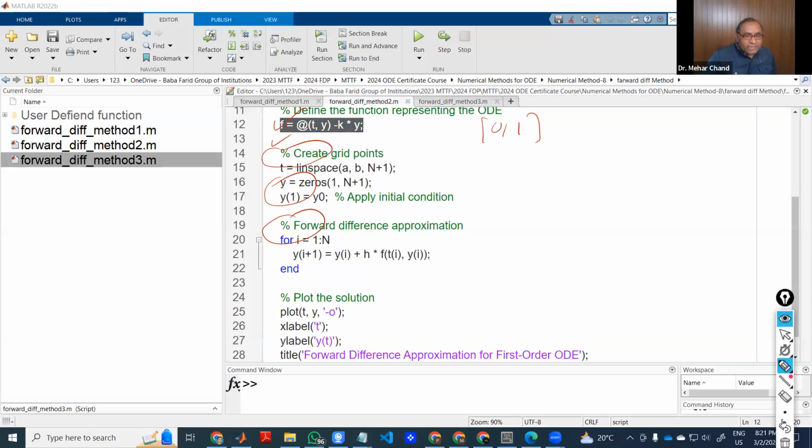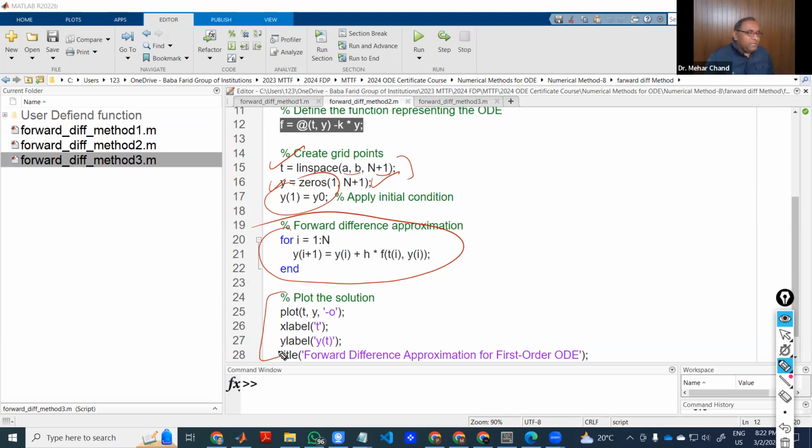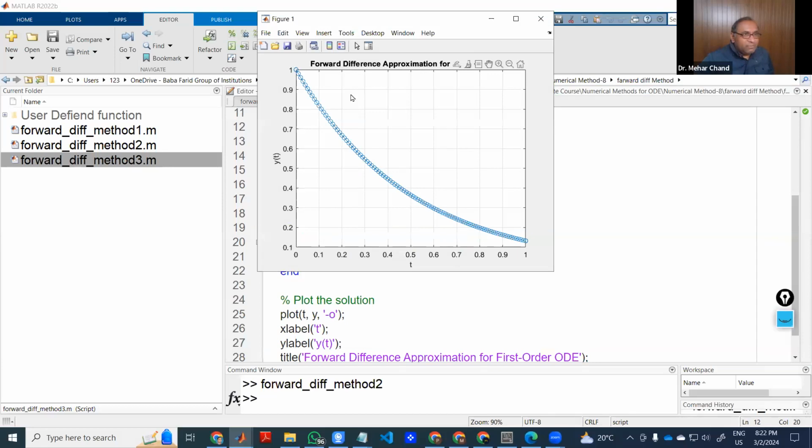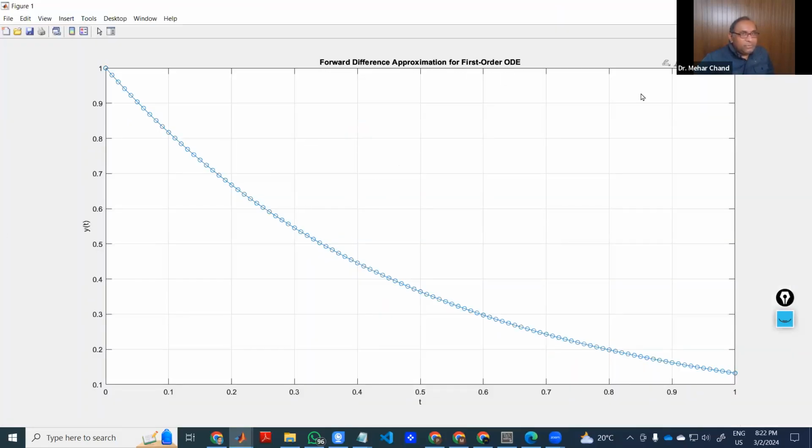Here we have the grid points for t and y. So t will be equal to linspace of a, b, n plus 1, same as we did in the last example, y zeros, and here is the initial condition, and here is our loop. Only we are using forward difference here, which we already explained. Then these are the statements to plot the graph, quite easy. When you execute this sequence of statements, you will find that we have a very nice graph, corresponding to this method.